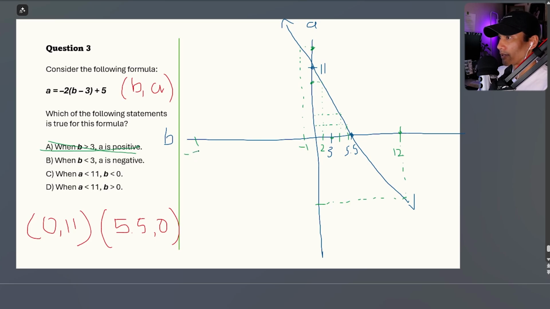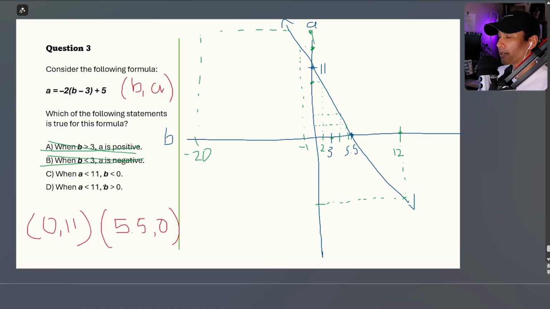Let's say -20. That is less than 3. Go all the way up, try to touch the line somewhere, because it's going to touch the line where we can't see it, and it's always going to be a positive value. All right, so this is incorrect.